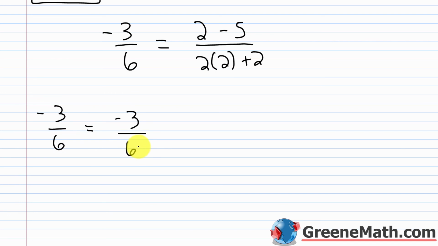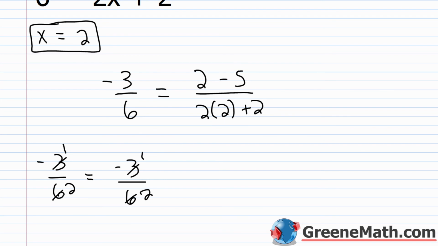and if we wanted to, we could reduce this to negative 1/2 in each case, right? This would divide by 3 and become 1. This would divide by 3 and become 2. Same thing over here. So we could have negative 1/2 equals negative 1/2. But you could also leave it as negative 3/6 equals negative 3/6. The main point is that your solution here, which was x equals 2, is correct.